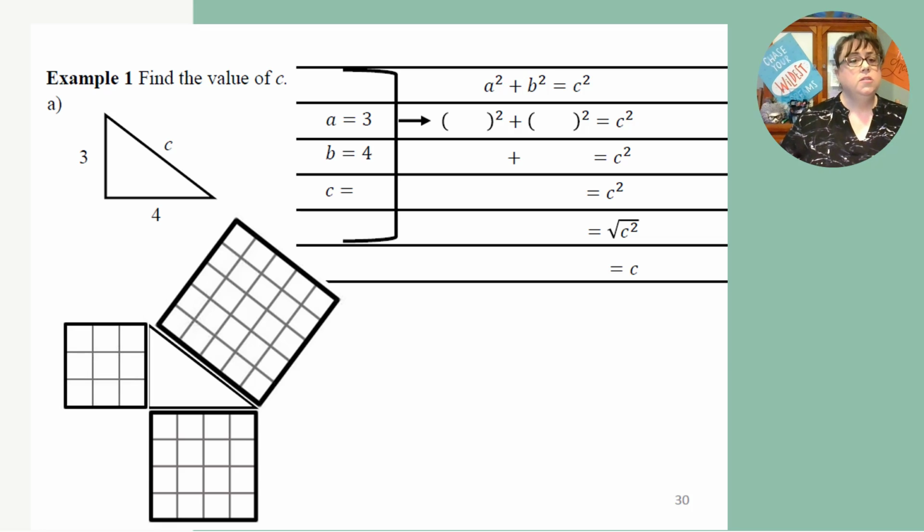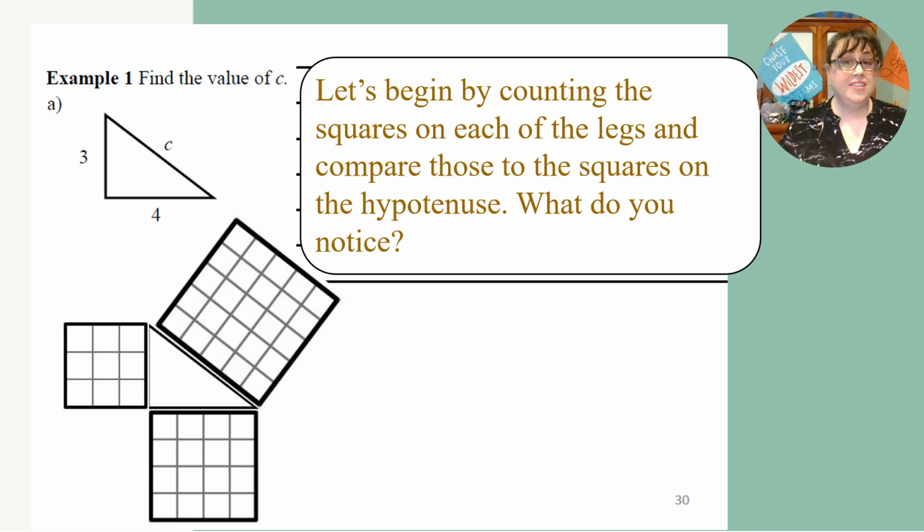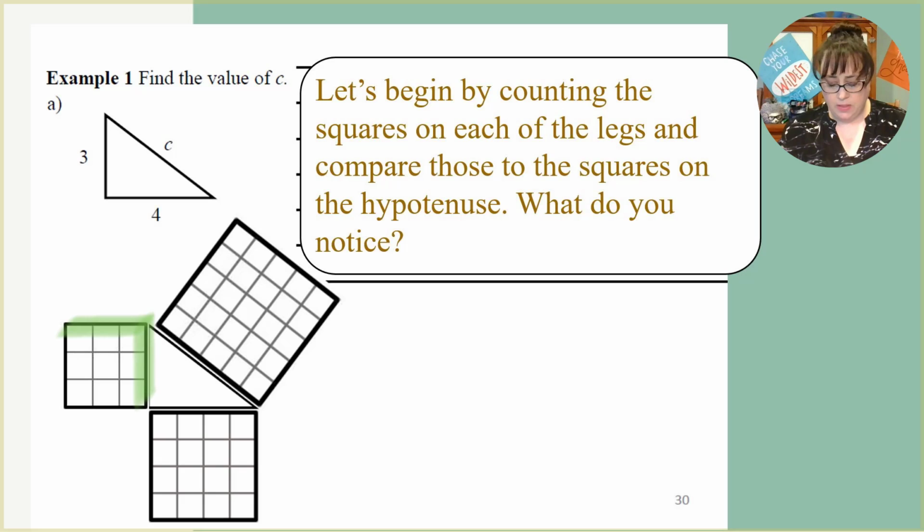All right, so example 1, we're going to find the value of C. Let's begin by counting the squares on each of the legs and compare those to the squares on the hypotenuse. So if I look at the very first one, it's a 3 by 3 because this is 3 long and I actually squared it. So how many green squares do I have? I have 9 green squares.